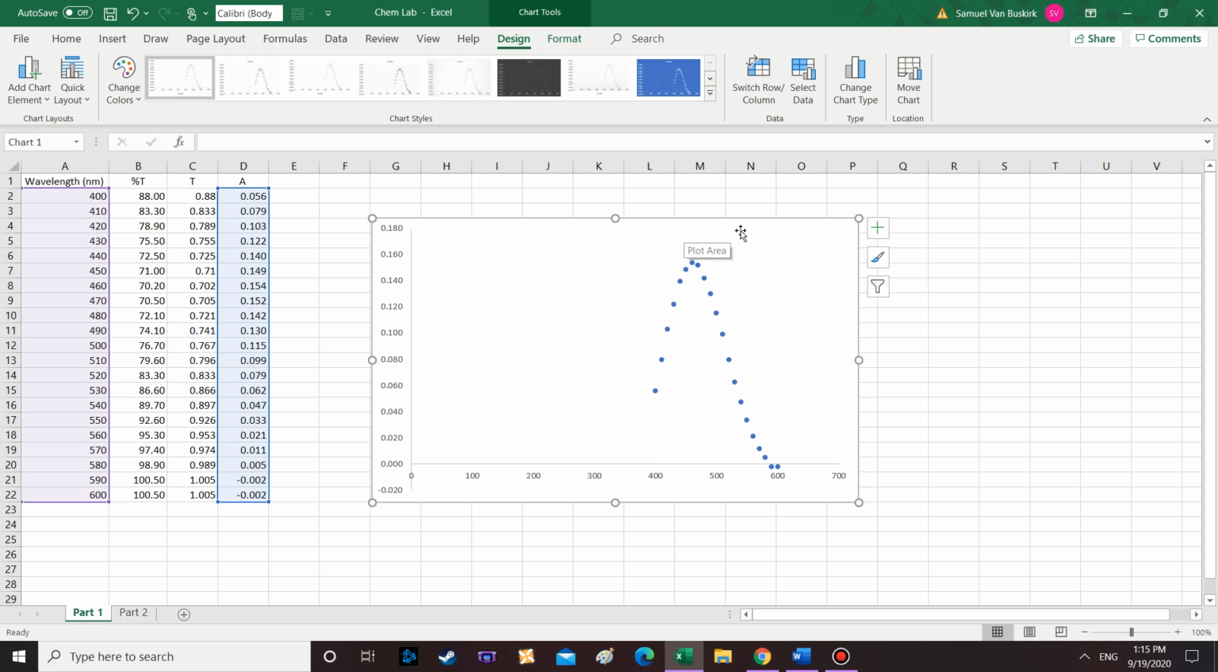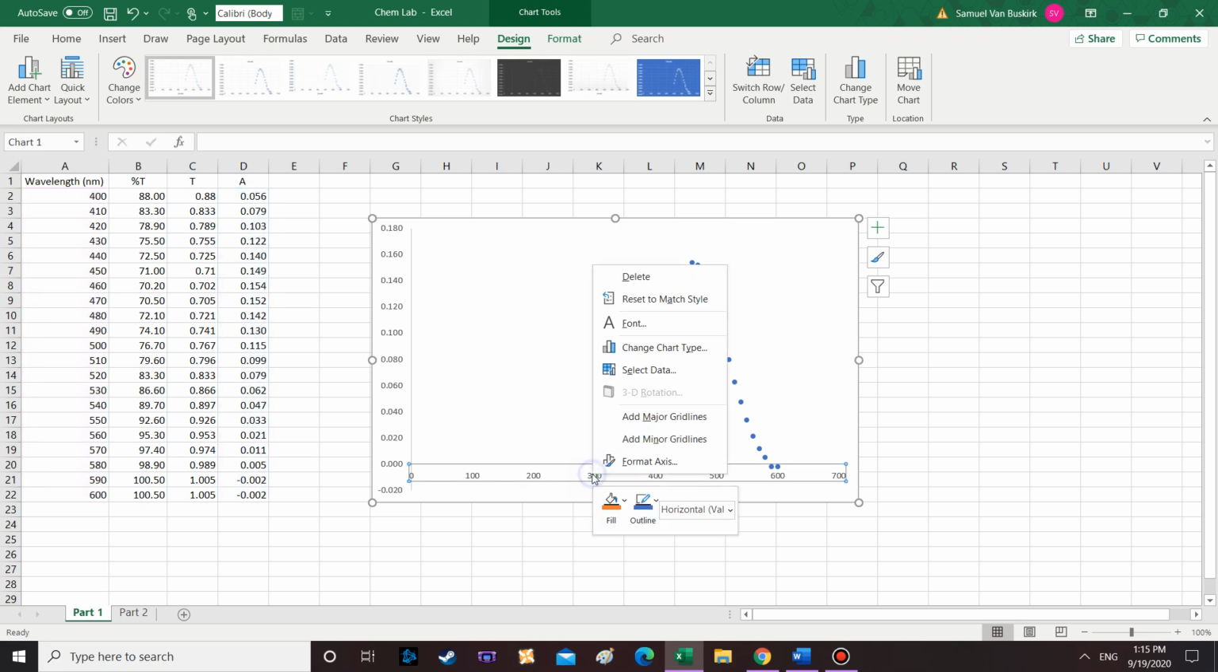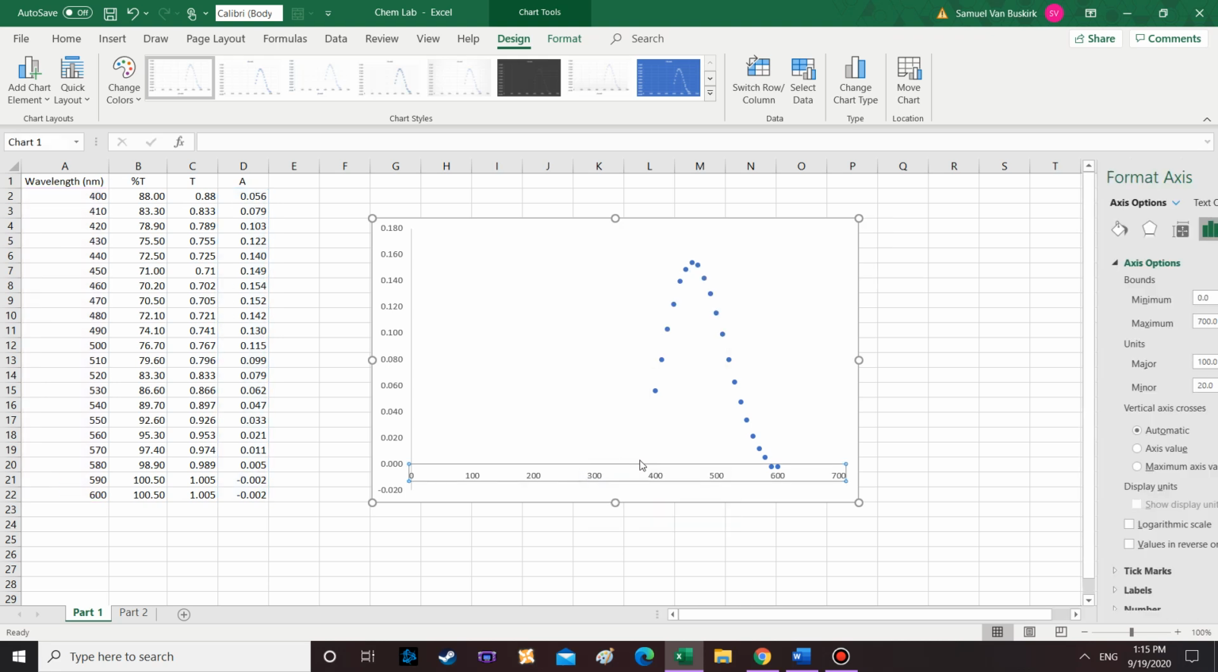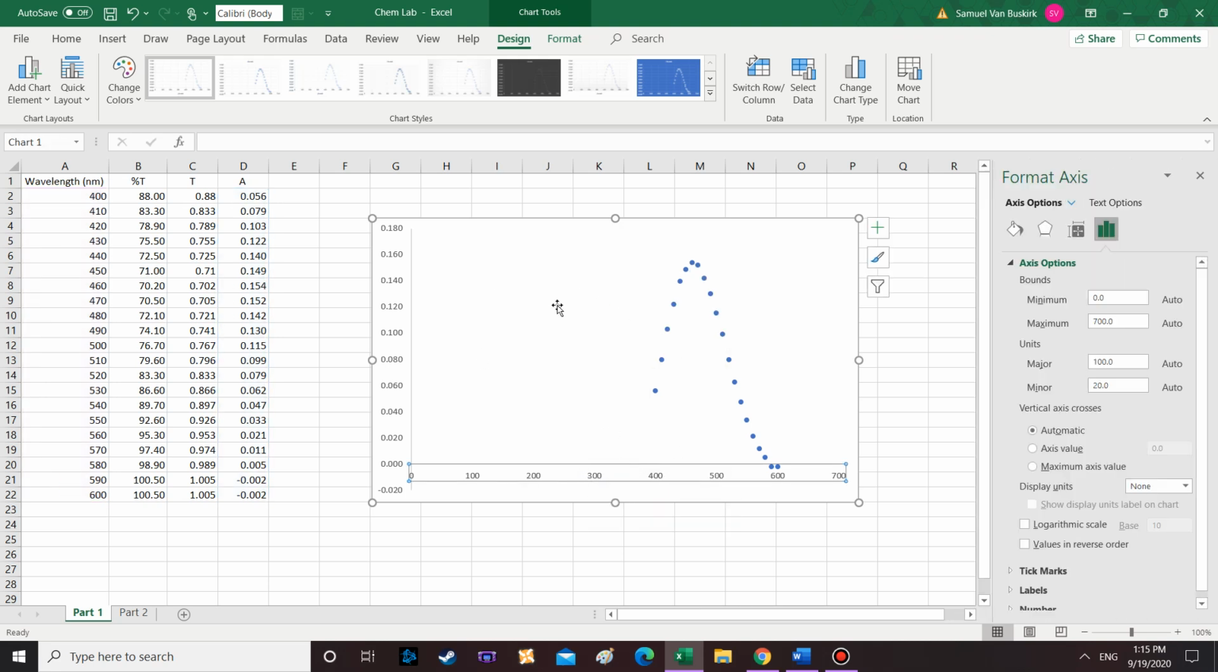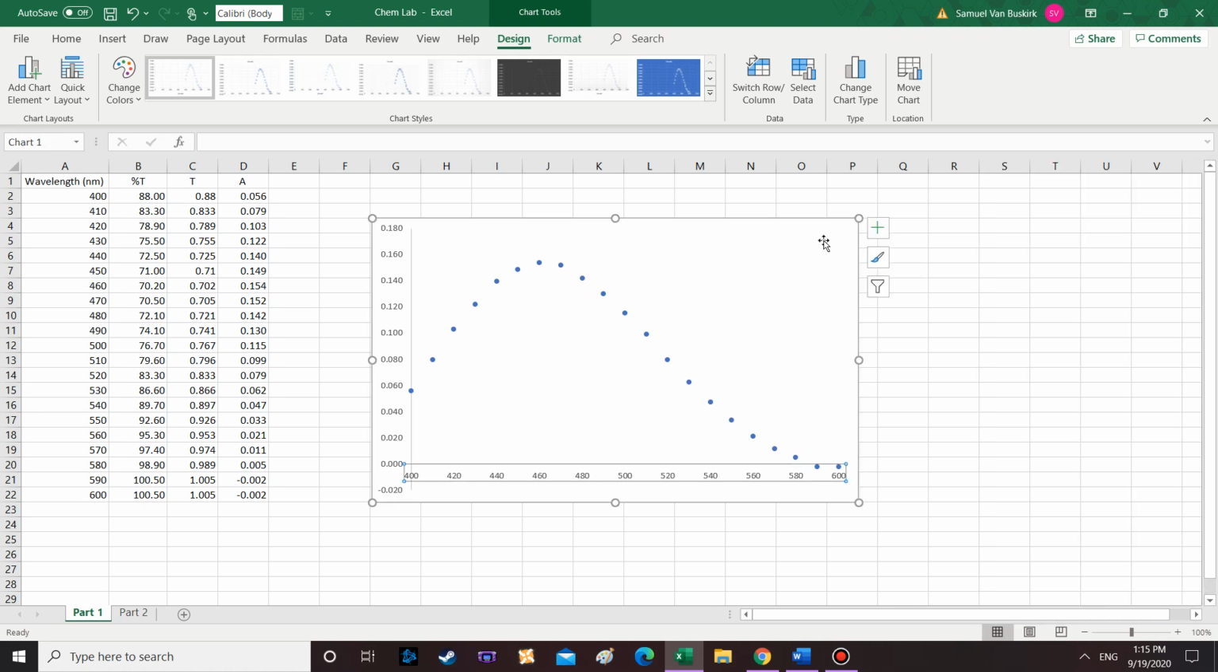So, okay. I'm also going to format this axis. I'm doing this because I don't want all this empty space here on either side. So I'm going to change the bounds to 400 as your minimum, because that's the minimum wavelength that you used, and then your maximum as 600, so that's the maximum wavelength you used. Here we go. You do not have to do that. I just did that because I think it looks better.